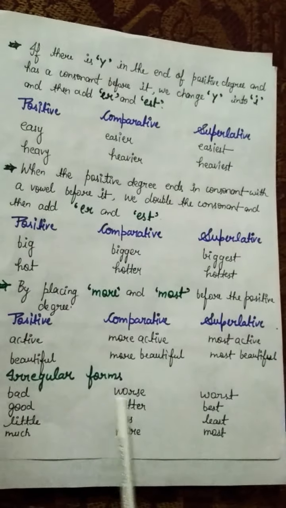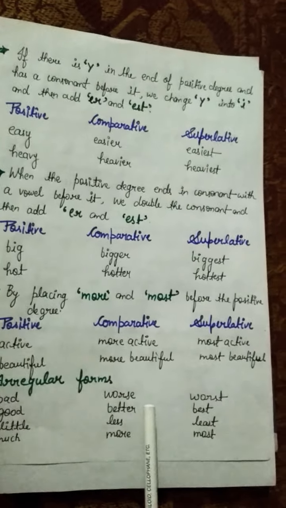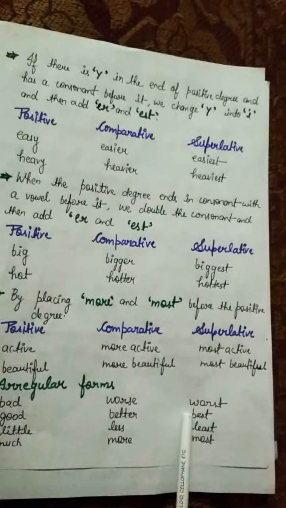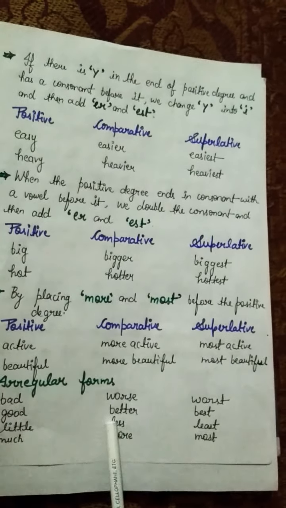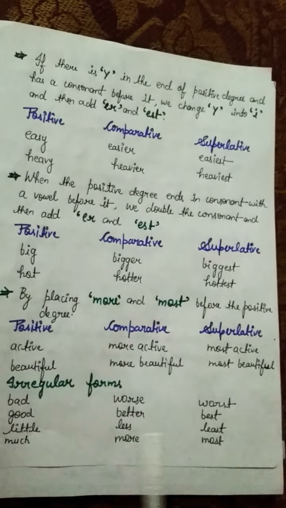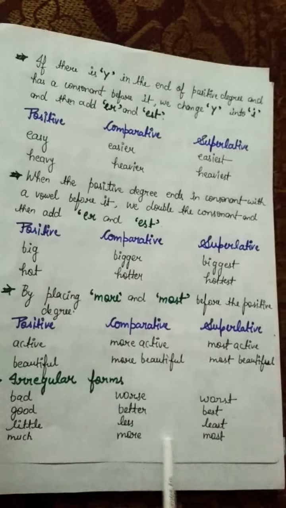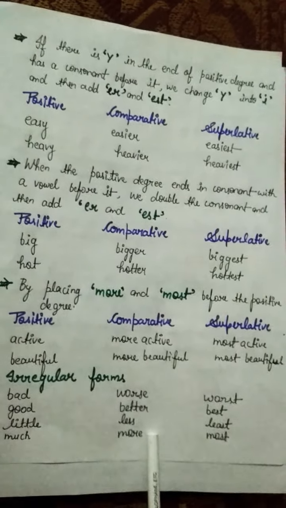Next, good. Good will be better in comparative, and in superlative it will be best. Next, little, less, least. Next, much, more, most. So you will learn all the rules and all the examples very carefully.